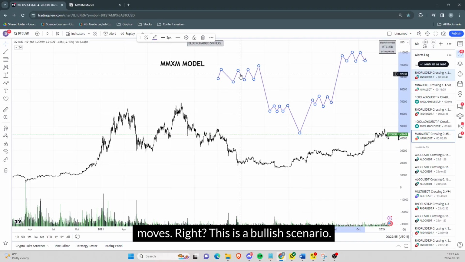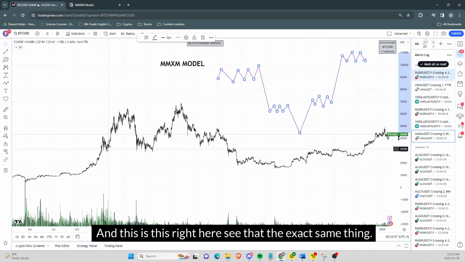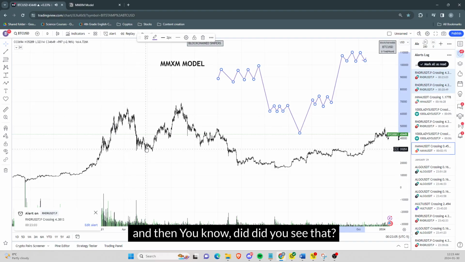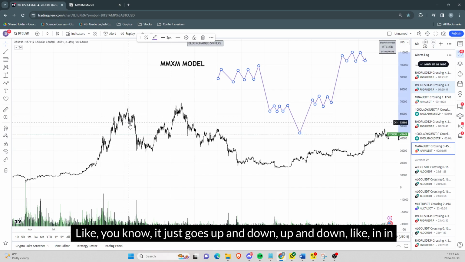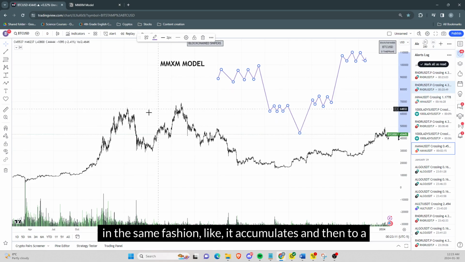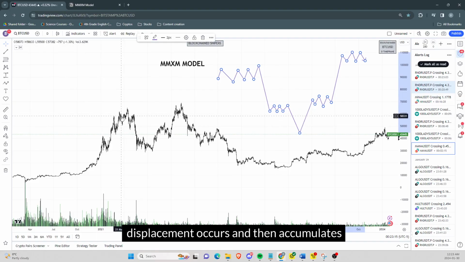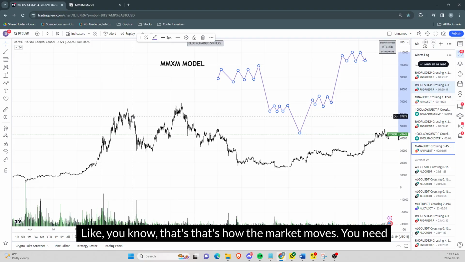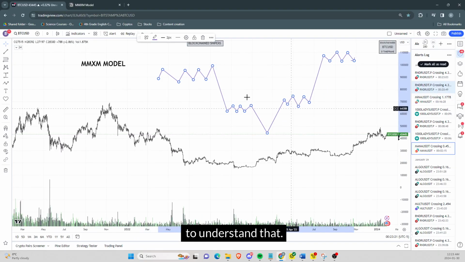This is a bullish scenario, and this right here, see that? The exact same thing. Accumulation, and then it goes up, and then do you see that? It just goes up and down in the same fashion. It accumulates, and then a displacement occurs, and then it accumulates, and then another displacement occurs. That's how the market moves. You need to understand that.